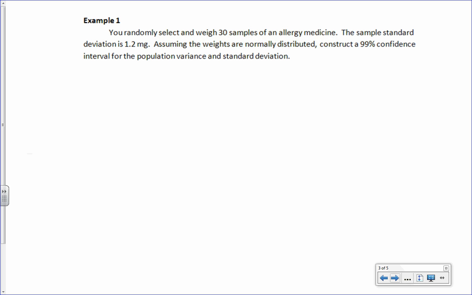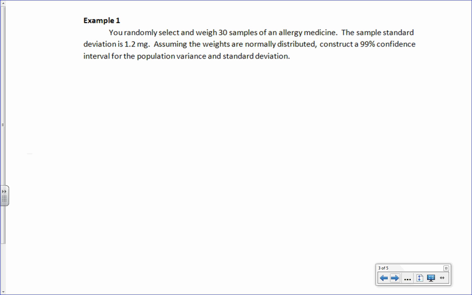Assuming the weights are normally distributed, construct a 99% confidence interval for the population variance and standard deviation. So am I actually going to find the population variance? No. Am I actually going to find the population standard deviation? No. Because is there any way for me to get all the allergy medicines in the world? Probably not. So we're going to construct an interval to try and get close.